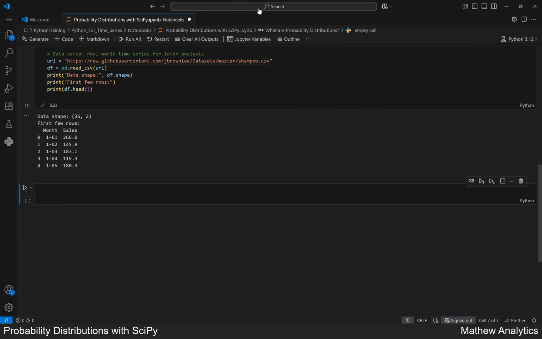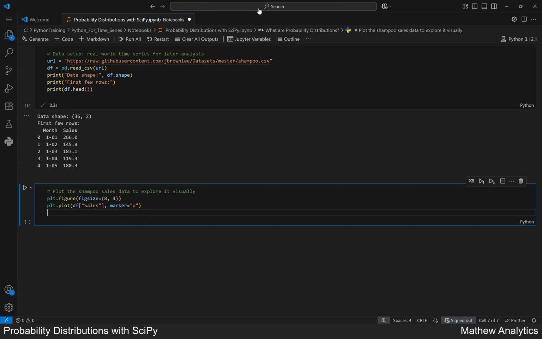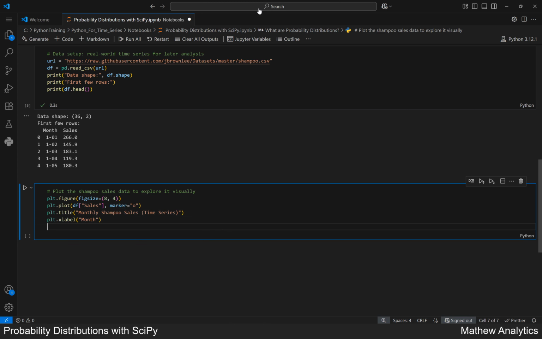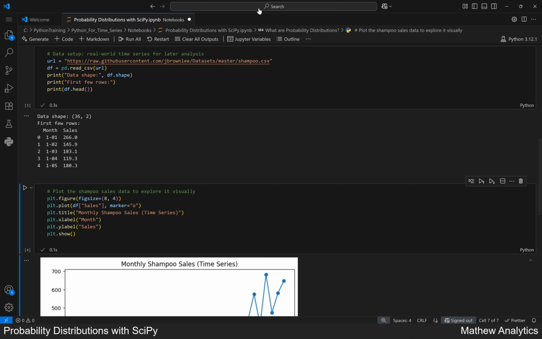It is time to see the sales pattern with your own eyes. The big figure size makes the chart easy to see. Here, you plot the sales for each month, connecting the dots. The title helps you know what you are looking at. The horizontal axis shows which month you are in. The vertical axis shows the sales numbers. Finally, show the chart. Running the cell now. Try thinking about how random events could affect these sales in real life.